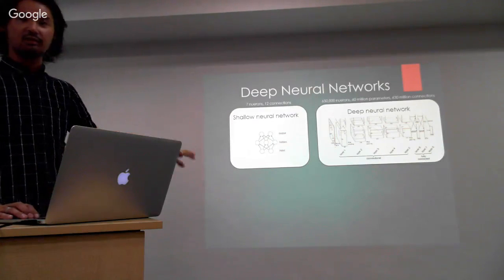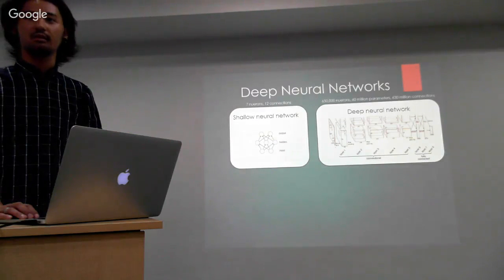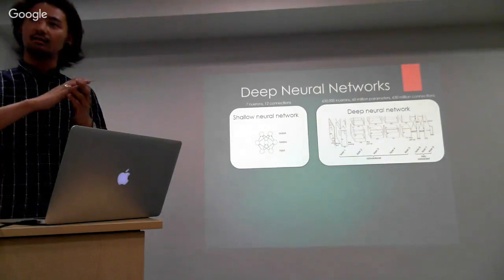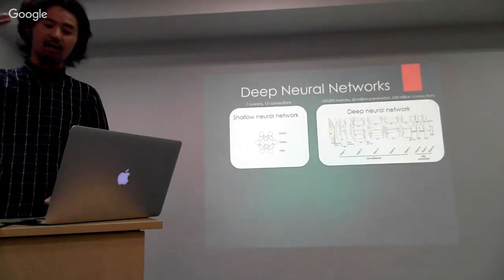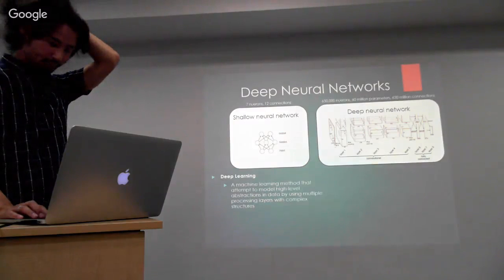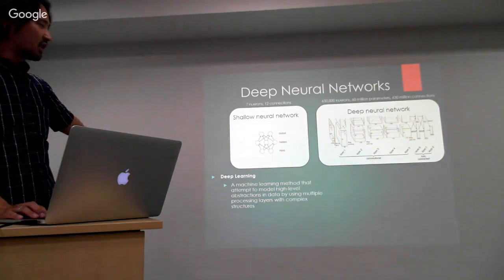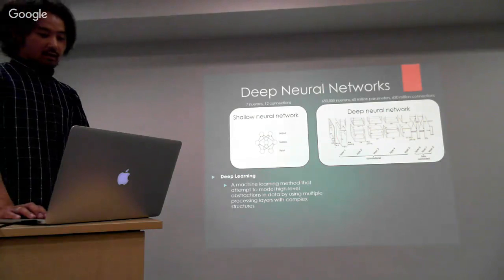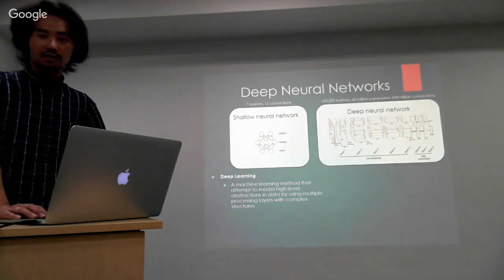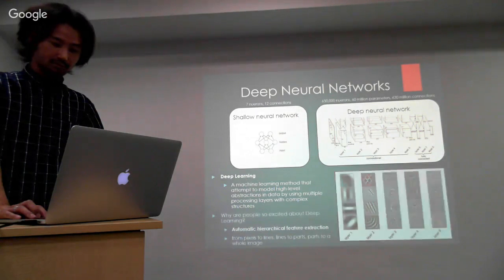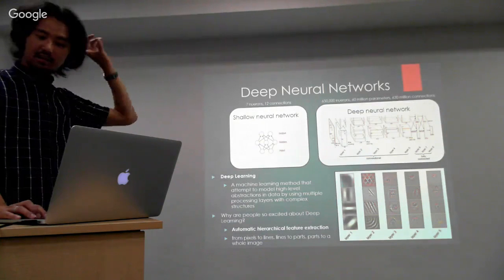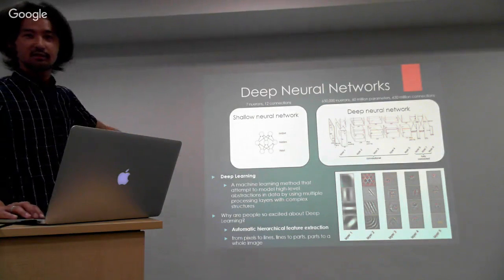But quite recently, thanks to the development of GPUs, people can make really highly layered, stacked neural networks, which are called deep neural networks. And deep learning is basically machine learning methods that attempt to model abstraction in the data by using multiple highly layered networks. And I think this slide was made a few years ago, so I don't know if this is still true or not.